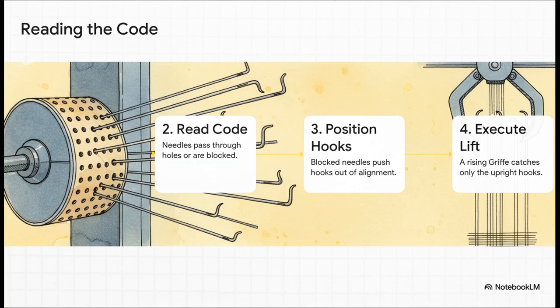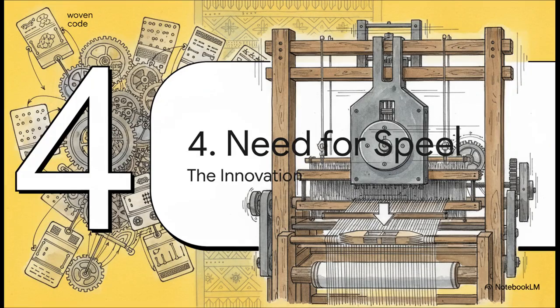It's a purely mechanical if-then statement. If there's a hole, then lift the thread. So cool. Now, the concept was absolutely revolutionary, no doubt. But to really power the Industrial Revolution, it needed to be one thing: fast. The original design had a pretty big bottleneck, you see. Its heavy mechanism had to do a full up and down cycle for every single row that was woven.